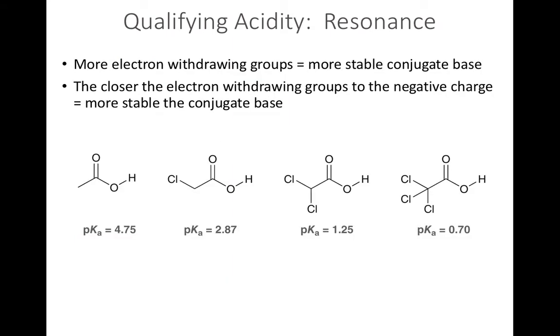And so in general, the more electron withdrawing groups, the more stable the conjugate base is going to be, and the closer the electron withdrawing group is to the negative charge, the more stable the conjugate base is going to be. This is just another example. We know that lower pKa values mean stronger acids. So we can see as we go from having none to 1 to 2 to 3 chlorine atoms, the pKa goes down, indicating that the acid strength increases as we move from left to right along that series.